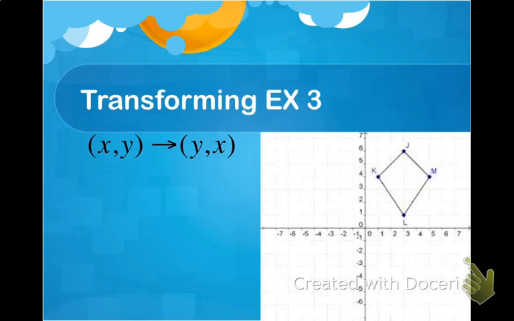Okay, let's do actually one more quick example. I'm going to do this one a little less formally because you've already seen a couple of these. These are telling me to switch my x and y coordinates. So for J, instead of going over 3 up 6, I'm going to switch. I'm going to go over 6 up 3. And for K, I'm going to switch it. I'm going to make the point (4, 1). M started off at (5, 4), so we're going to go for (4, 5). And L was at (3, 1), so it's going to be at (1, 3).